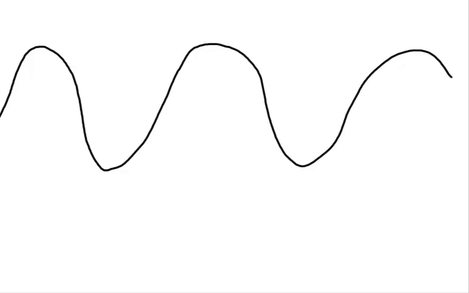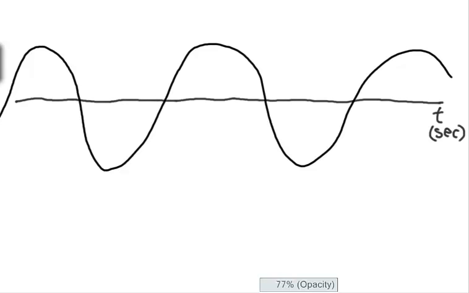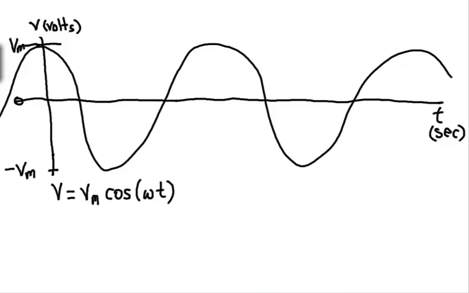Here's a sinusoid. Let's add a horizontal axis right down the middle and call it the time axis in seconds. Add a vertical axis, call it volts. Because I've added these two axes in those positions, that makes a cosine function. Let's pick omega at 10 radians per second.